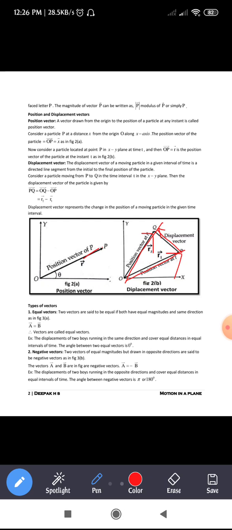Do one thing: just go through position and displacement vector once, read the definition, compare that with the figure, and understand. Go through it for a few minutes. In case you have any doubts, please let me know.